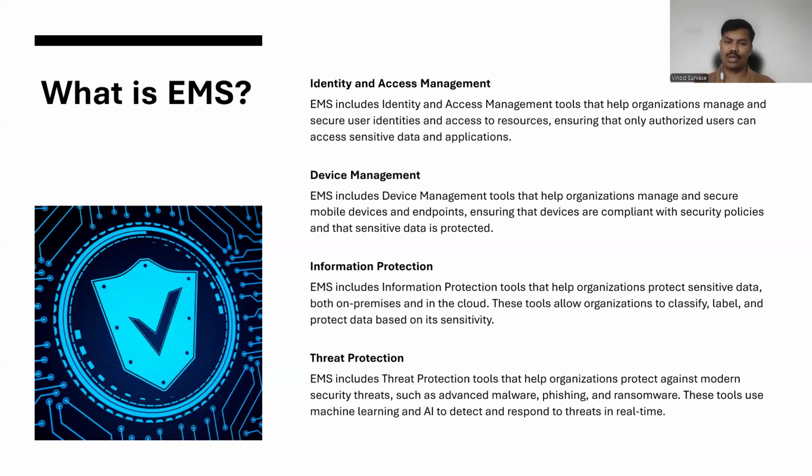And under threat protection, we have the capability to identify advanced phishing, ransomware, as well as malware that we can leverage. Also, these are the capabilities that use machine learning and AI to detect as well as respond to such threats in real time, right? So on the basis of all of these capabilities, these are the core features as well as core capabilities of EMS, which is the Enterprise Mobility and Security suite, right?